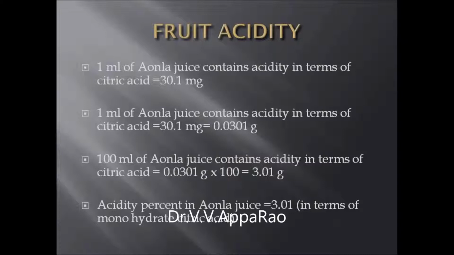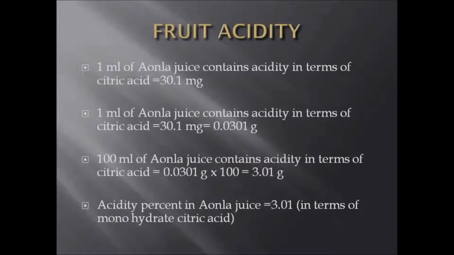Now for each ml of amla juice we calculated acidity. 1 ml of amla juice contains acidity in terms of citric acid equal to 30.1 milligrams. Therefore, in terms of grams, it should be divided by 1000. Therefore, that value is equal to 0.0301 grams. Now we have calculated for each ml of amla juice.